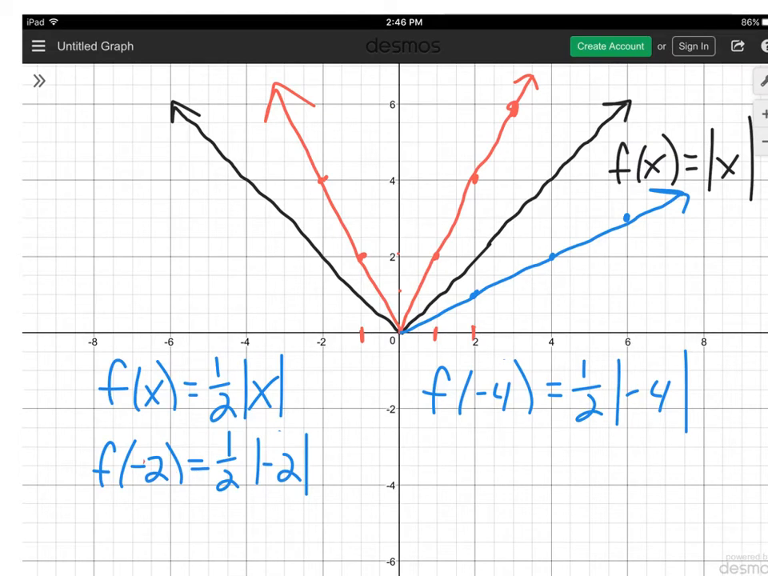So now we'll enter the negative inputs. Again, the absolute value causes it to become positive. So 1/2 times 2 is 1. So when the input is -2, the output is 1. When the input is -4, it makes it positive, so then our output would be positive 2. And again, that pattern is going to continue.